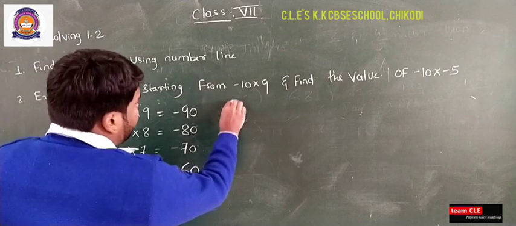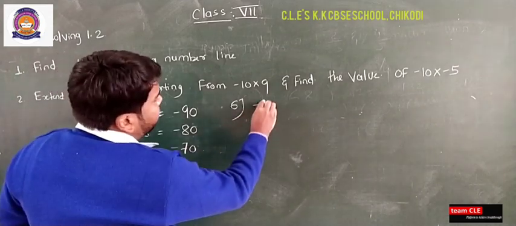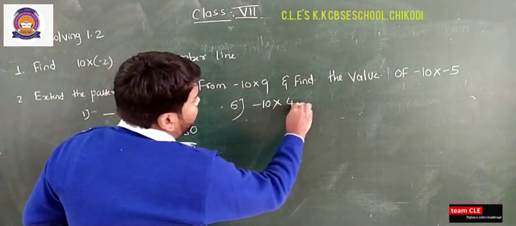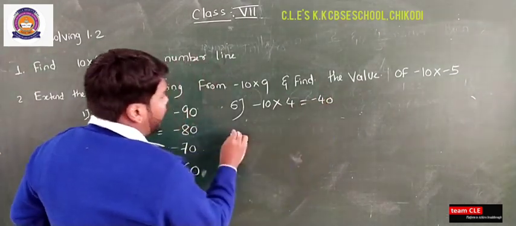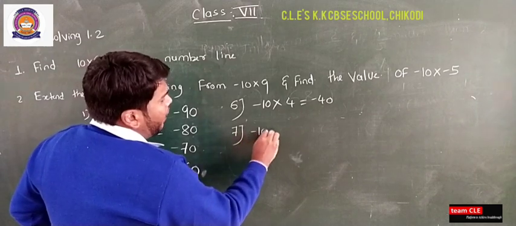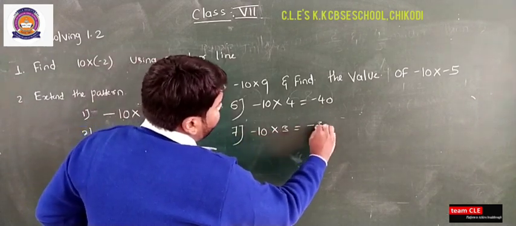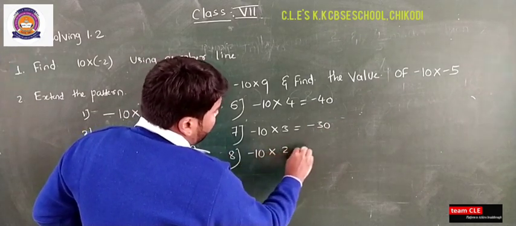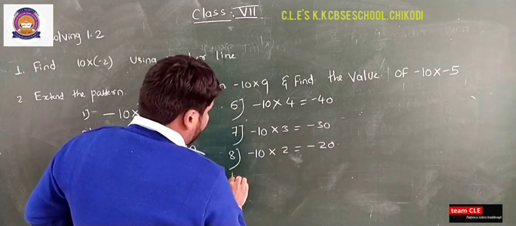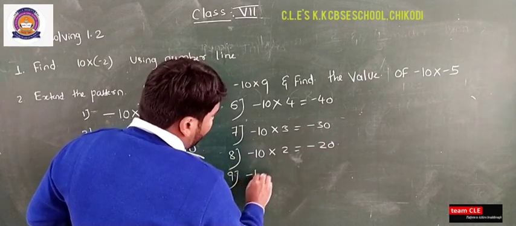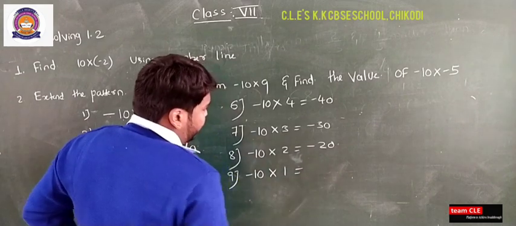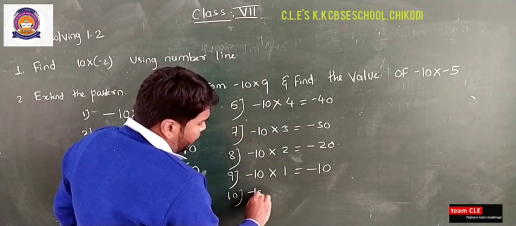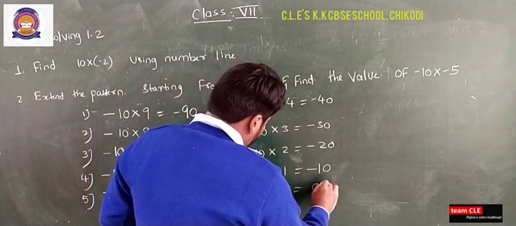Okay. Sixth one in the pattern, that is minus 10 into 4, which is equal to minus 40. Similarly, seventh one, it is minus 10 into 3, which is equal to minus 30. Similarly, eighth one, minus 10 into 2, which is equal to minus 20. Similarly, ninth one, minus 10 into 1, which is equal to minus 10. Similarly, 10th one, minus 10 into 0, which is equal to 0.